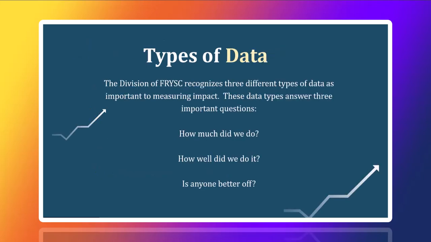There are three types of data that the Division of Family Resource and Youth Services Centers considers important when measuring impact. These types of data answer three questions: how much did we do? How well did we do it? And is anyone better off? Now let's look at these data in detail, starting with participation data.